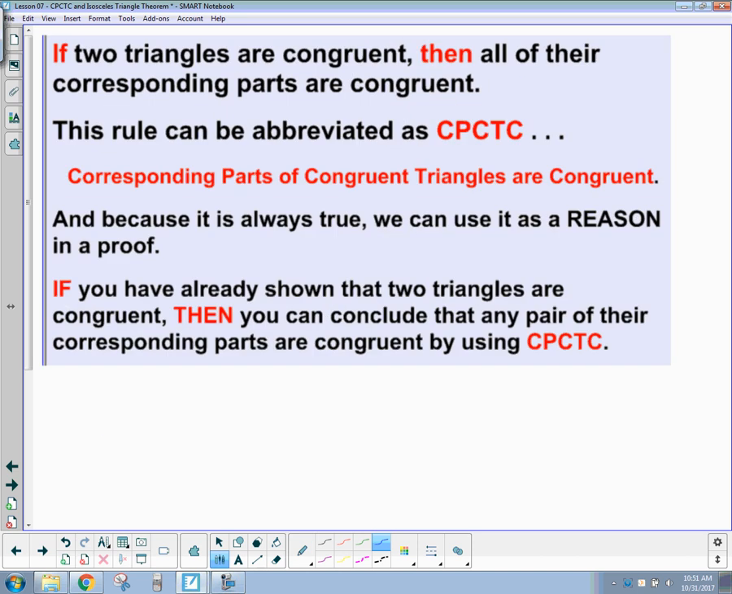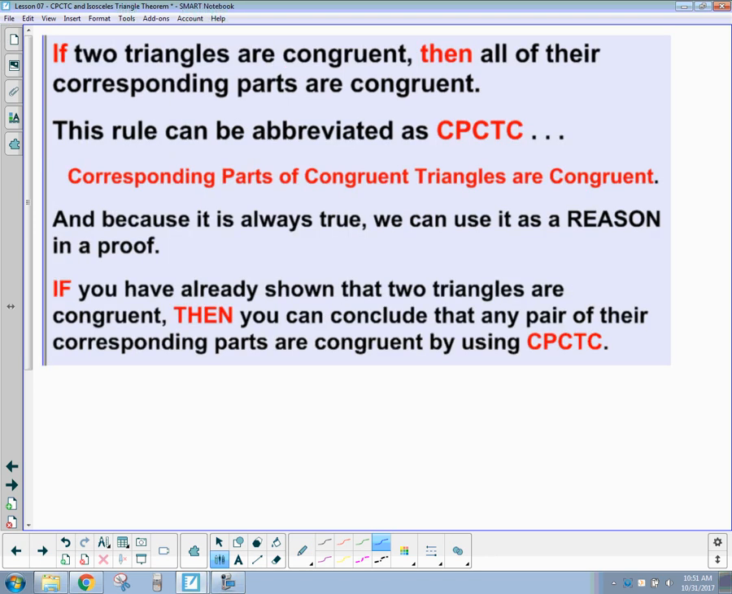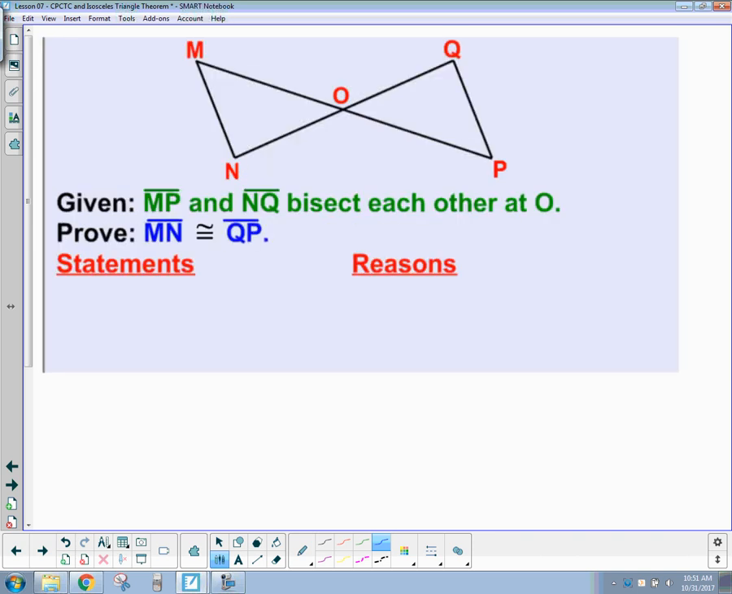Now, here's the standards questions. We're going to work toward isosceles triangles. So, CPCTC. Remember from yesterday? Corresponding parts of congruent triangles are congruent. So, take a second to copy this diagram again. And then, as always, I'm trying to save you time writing, so just go ahead and copy the given once under statements.